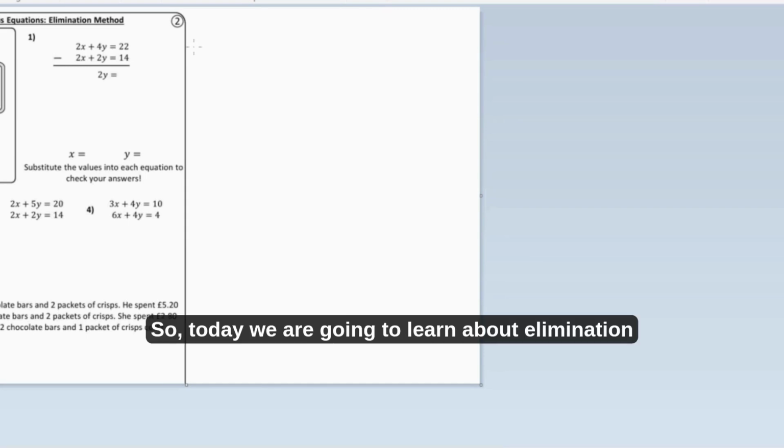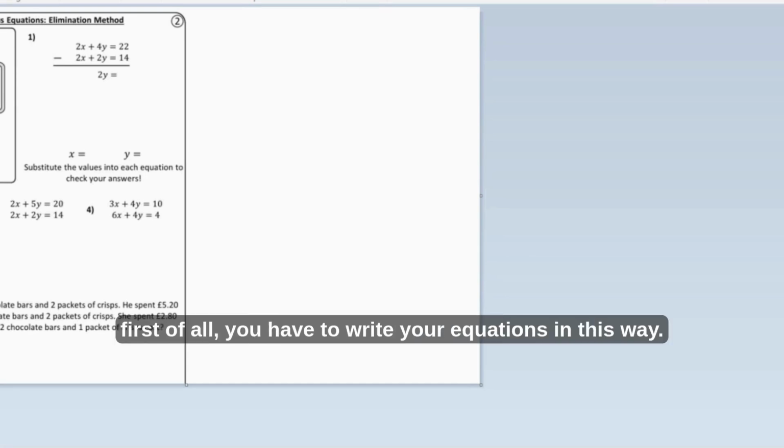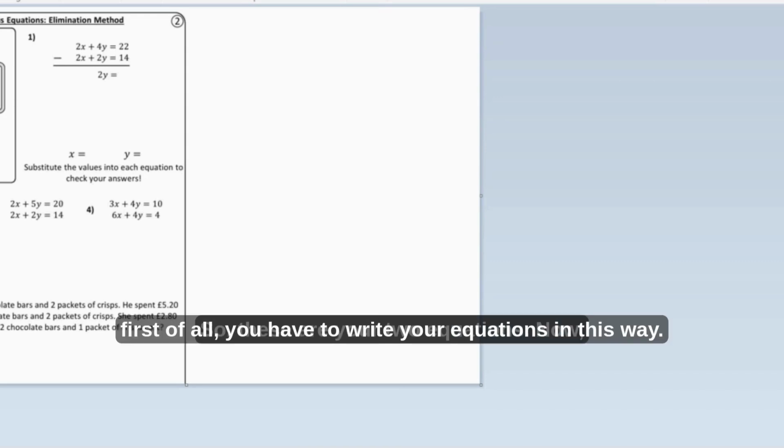So today we're going to learn about the elimination method. In the elimination method, there are two things we do: we either subtract the equations or we add the equations. For that, we should know what to do. For example, in this equation, the example equation. In this elimination method, first of all, you have to write your equations in this way, like 3x plus 6y equals 33 and 3x plus 4y equals 27. So these are your two equations.